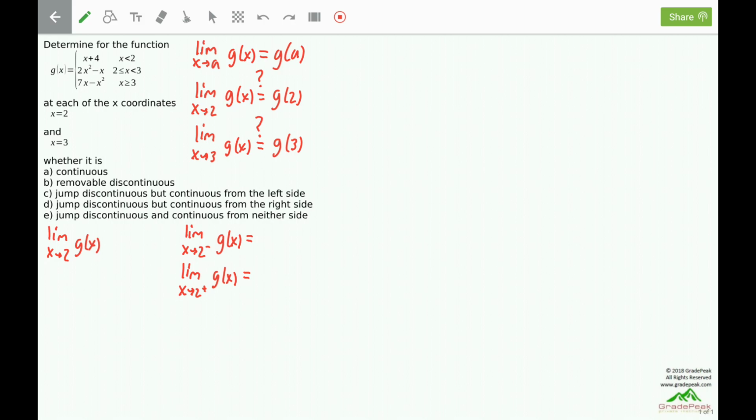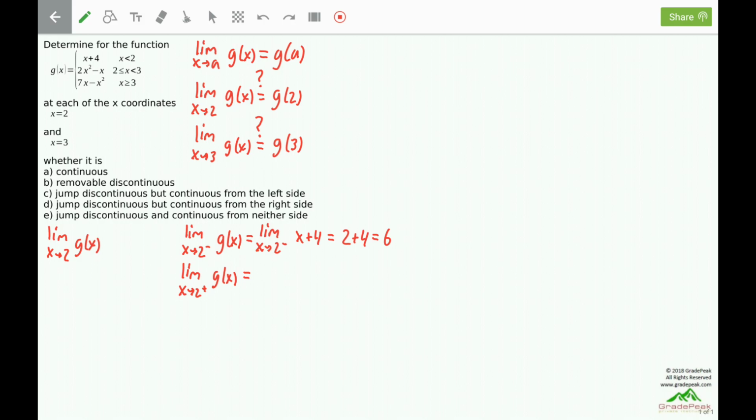Let's start with the left-sided limit. Left side of 2 means less than 2. And that means we will replace g of x with x plus 4 in the split expression function. Next thing to do is try plugging a 2 in for each of the x's, and that'll give us 2 plus 4, which is not the 0 over 0 indeterminate form. It's determinate, and it's coming out to a 6.